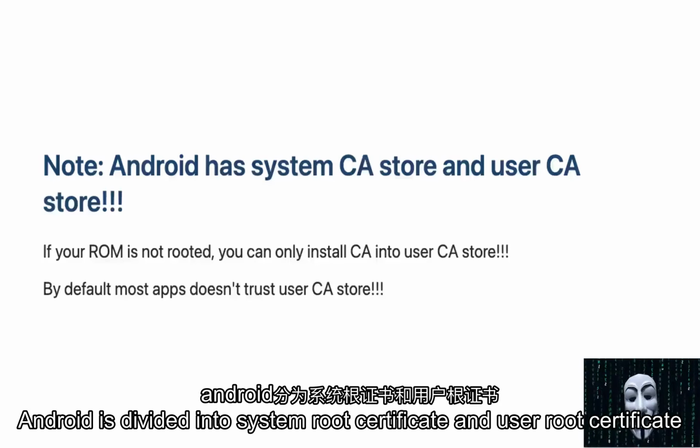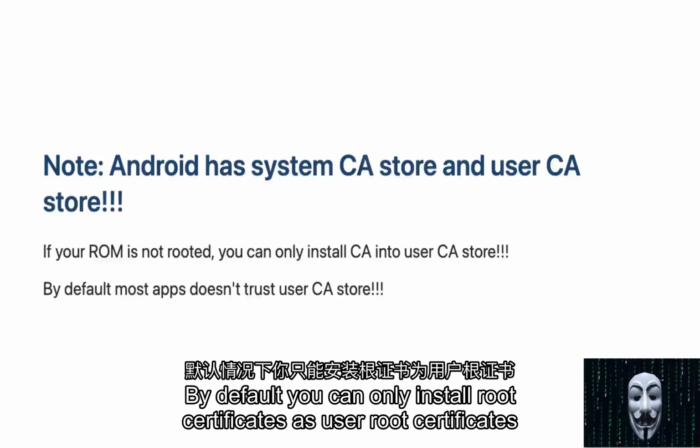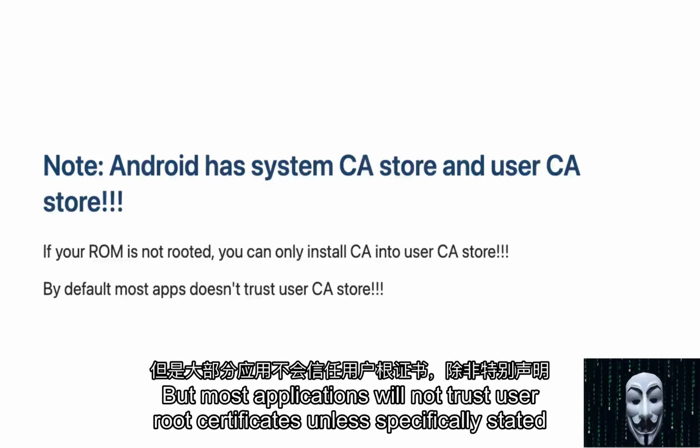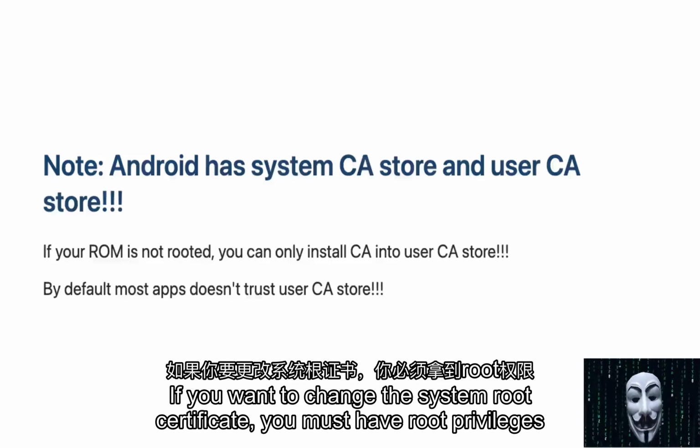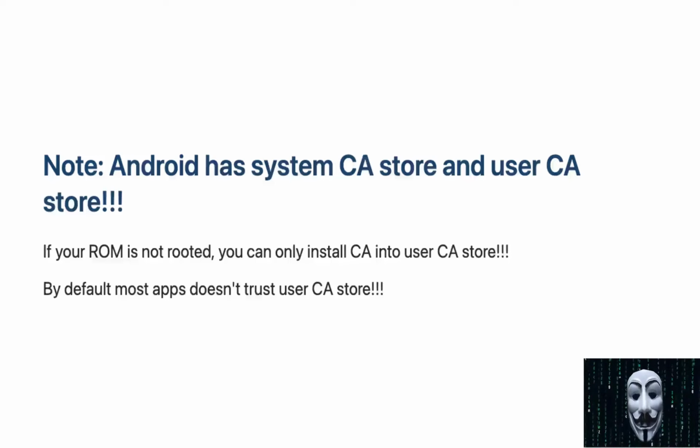Android is divided into system root certificates and user root certificates. By default, you can only install root certificates as user root certificates. But most applications will not trust user root certificates unless specifically stated. If you want to change the system root certificate, you must have root privileges.